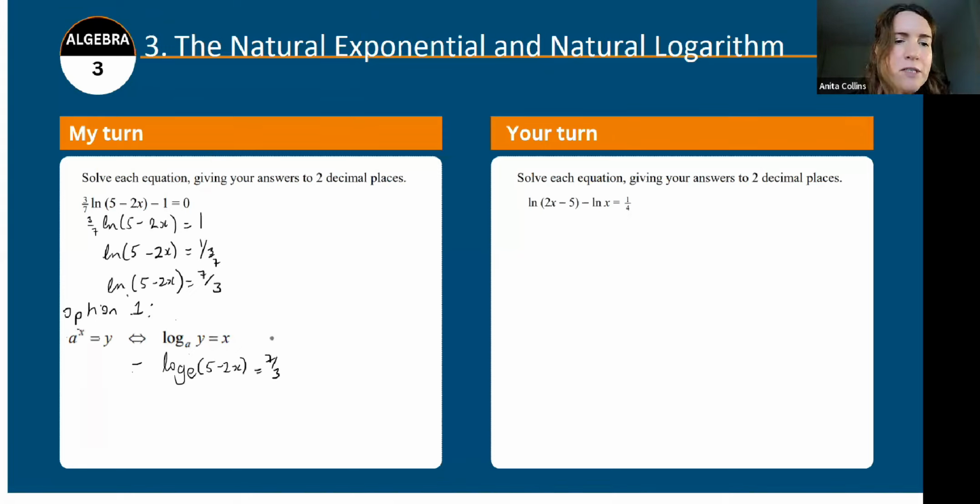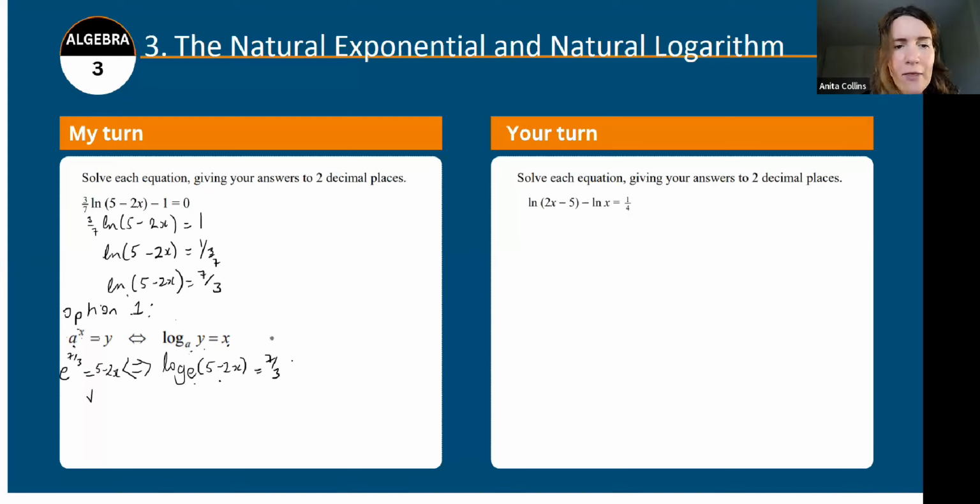Right, now I'm going to use the switcher law to change this into powers or indices. So I have got my base a is the base here, which is e, to the power of x is the power, and x is on the right hand side, so that's 7/3. And y is this part here, so that's 5 minus 2x. I don't have much space here.